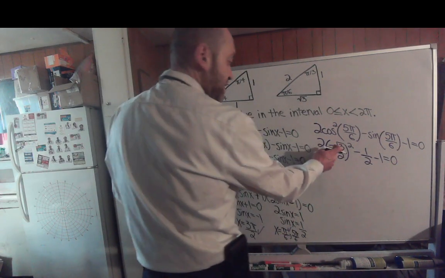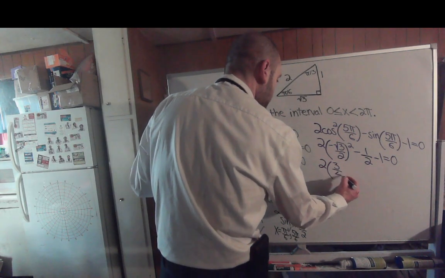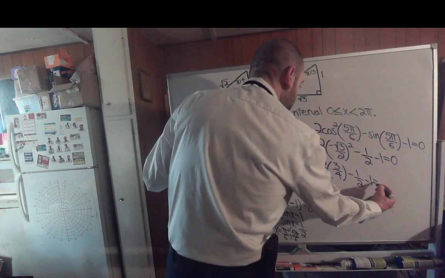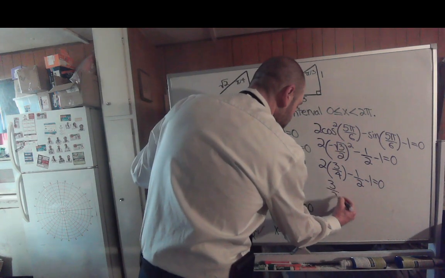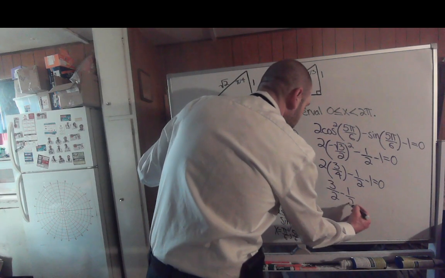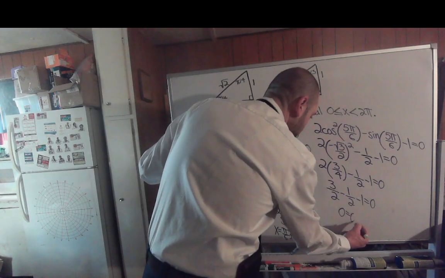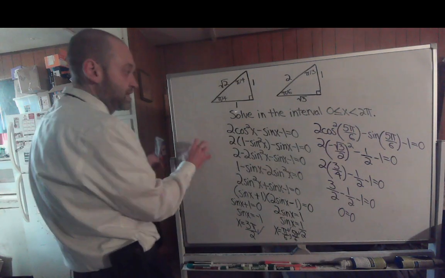Well, that negative square root of 3 over 2 squared, that would end up becoming 2 times positive 3 over 4 minus 1/2 minus 1 equal to 0, which would turn into 3/2 minus 1/2 minus 1 equals 0, which gives you 0 equals 0. So that 5 pi over 6 also checks out.